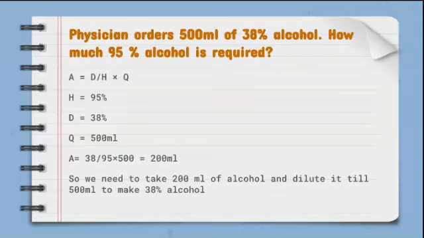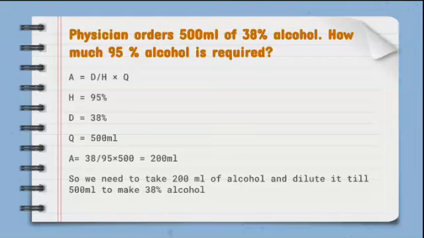Okay, and the formula you are going to apply is the same, A is equal to D by H into Q. Here there is no need to convert it into a fraction because everything is percentage, so you can directly apply it in the formula, which is an easier way. Physician orders 500 ml of 38% alcohol, so the quantity is 500 ml. 38% is the desired strength. What you have in hand is 95%, that is H. Remember, H is for hand, D is for desired. A is equal to 38 by 95 into 500 is equal to 200.